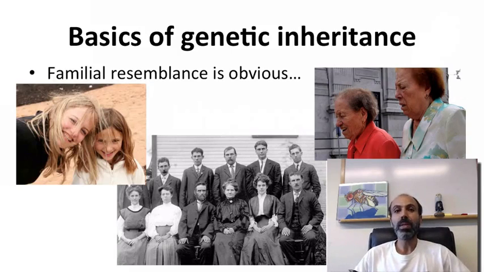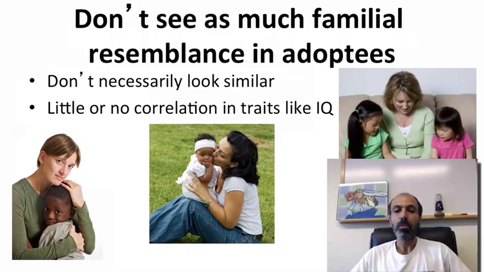Now, some of that could be that you're in a common environment. You live in the same house or in the same community as your parents do. However, we don't see as much resemblance in families when you have adoptees. We might have some, but quite often you can have adopted kids that don't look at all similar to their parents. They also may have very little correlation in other traits such as dietary preferences or IQ, which is the intelligence coefficient, things like that.